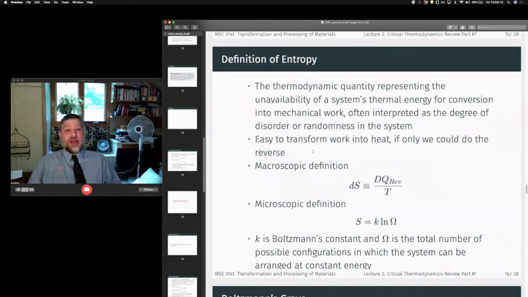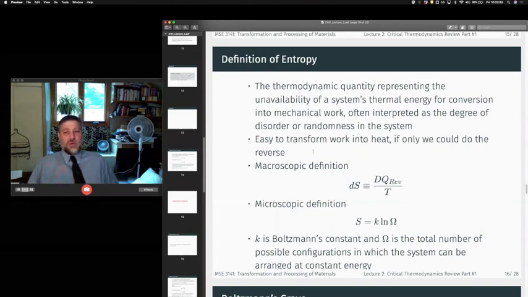So definitionally, we know that entropy is the thermodynamic quantity that represents the unavailability of the system's thermal energy to be converted into mechanical work, right? It's interpreted as the degree of disorder or randomness in the system. It's easy to transform work into heat. If only we could do the reverse, we could all be miracle workers. But we unfortunately can't, because we have to contend with the concept of entropy, right?